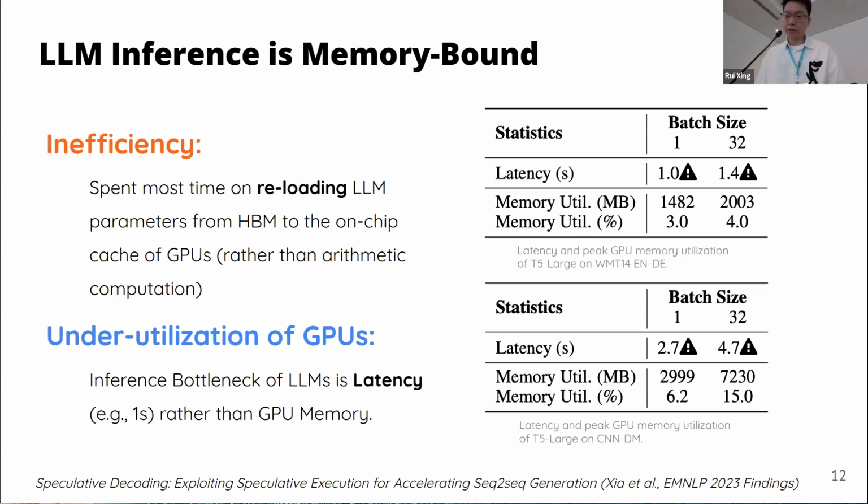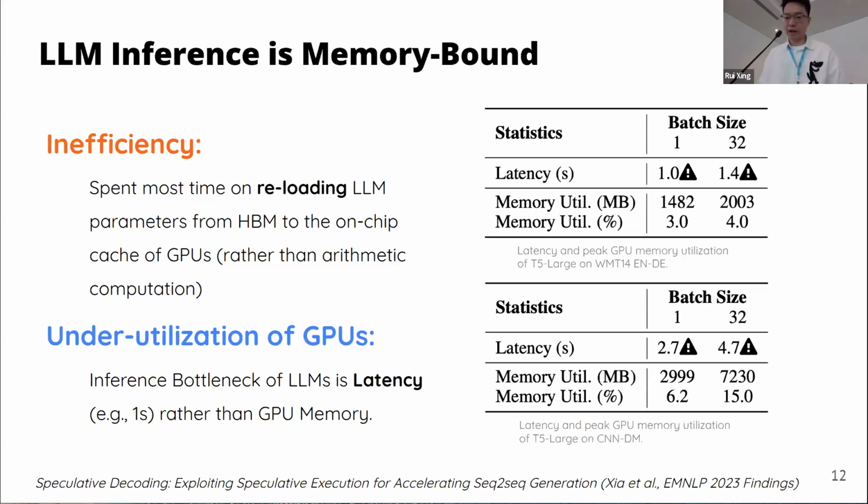These figures from our paper in 2023 provide a more vivid illustration of this bottleneck. For example, when we host T5-large for translation, as in the first table, the average latency is 1 second per batch, which reaches the user tolerance. But the GPU memory and utilization is far from full, only 4% GPU utilization.